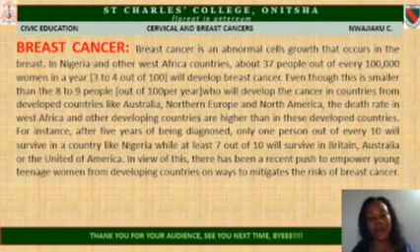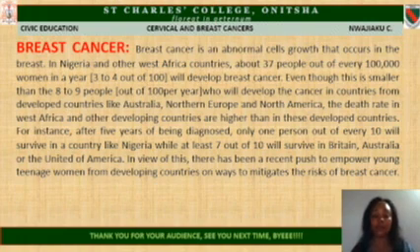Breast cancer. Breast cancer is abnormal cell growth that occurs in the breast. In Nigeria and other West African countries, about 37 out of every 1,000 women in a year, 3 to 4 out of 100, will develop breast cancer. Even though this is smaller than the 8 to 10 out of 100 per year who will develop the cancer in developed countries like Australia, Northern Europe, and North America.